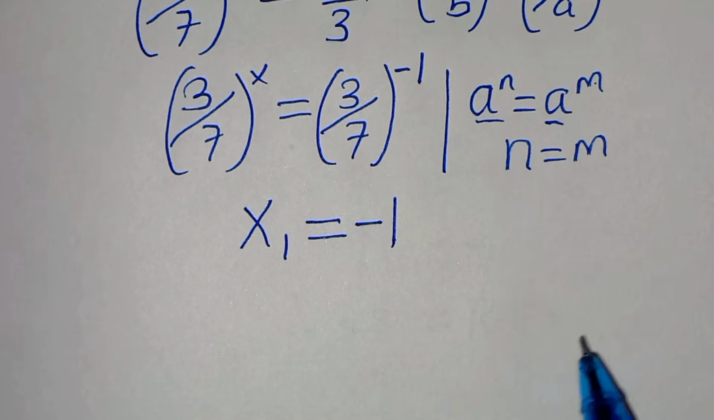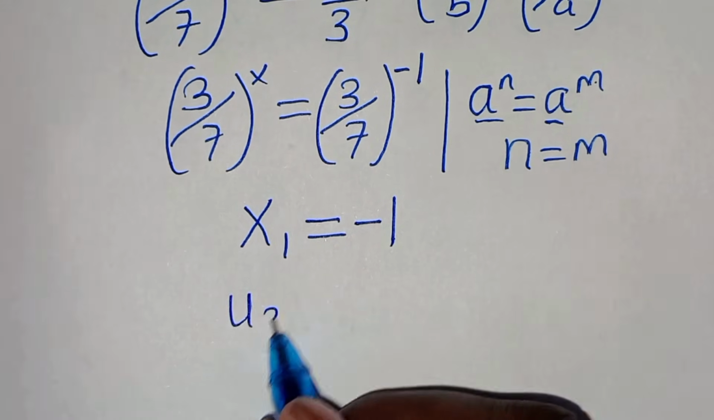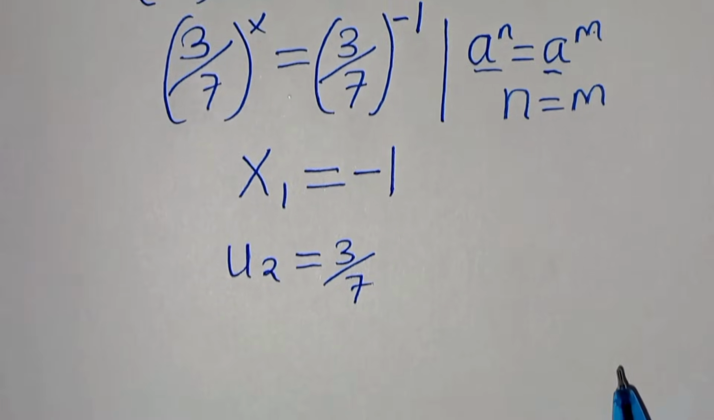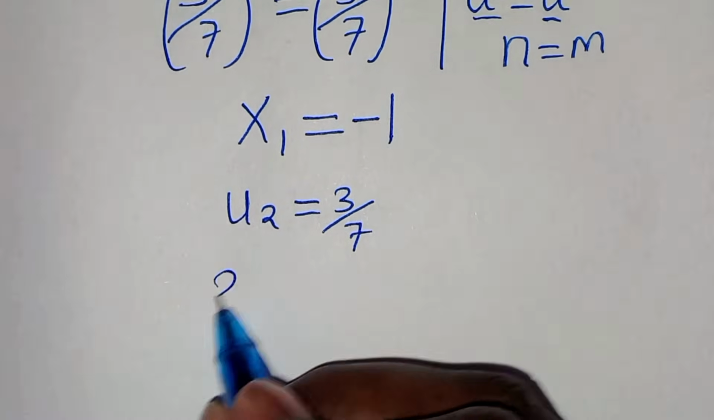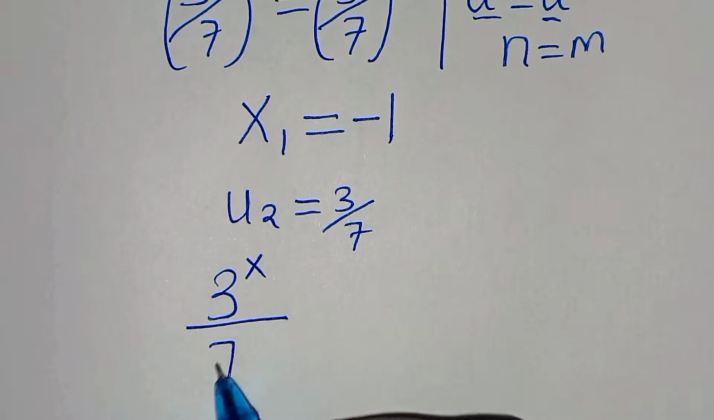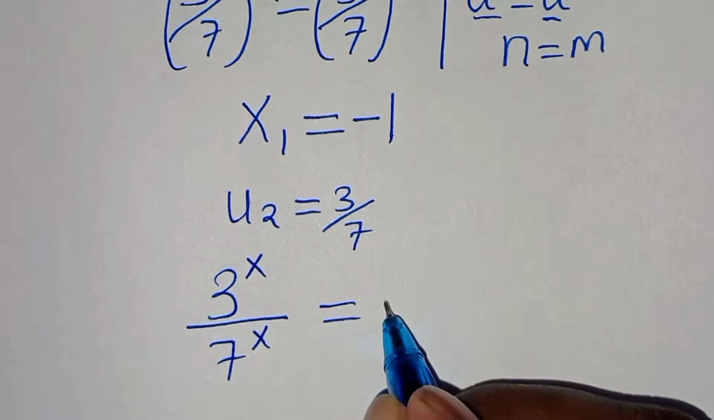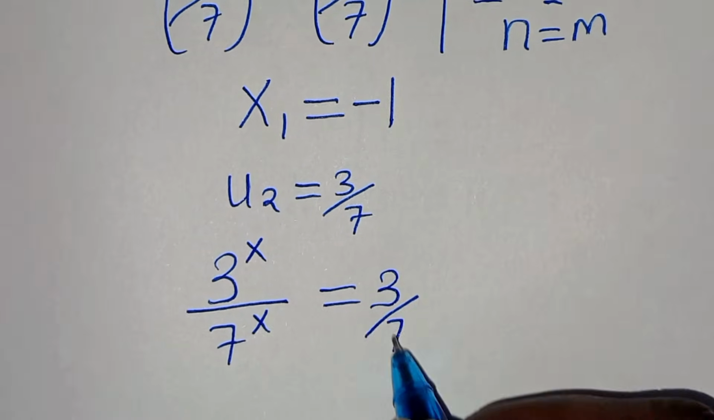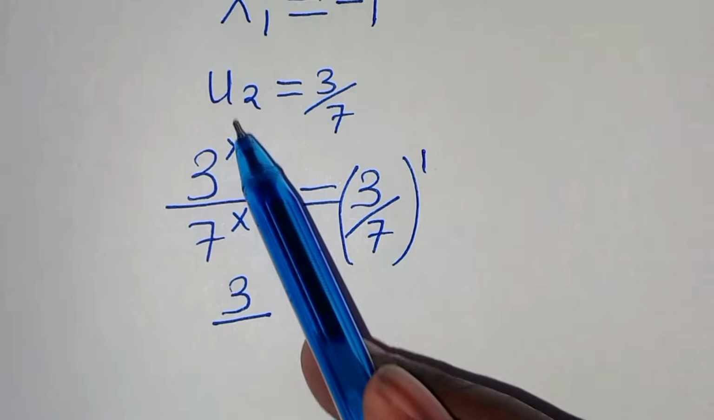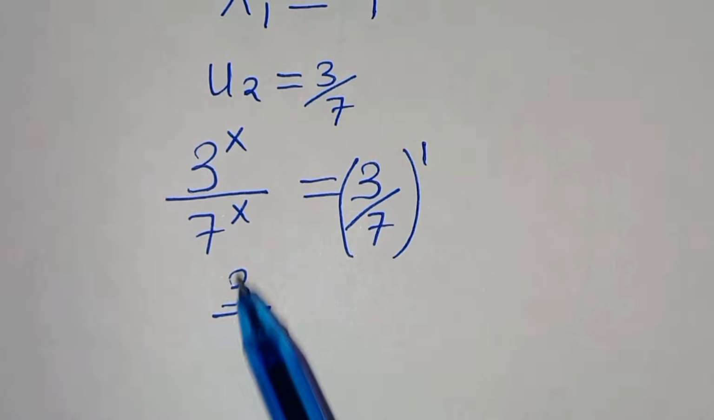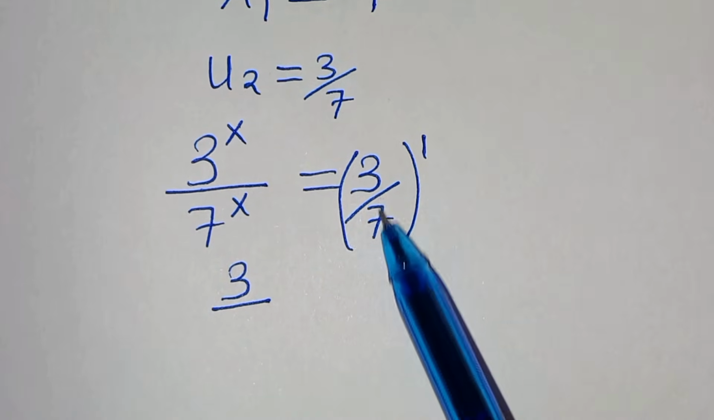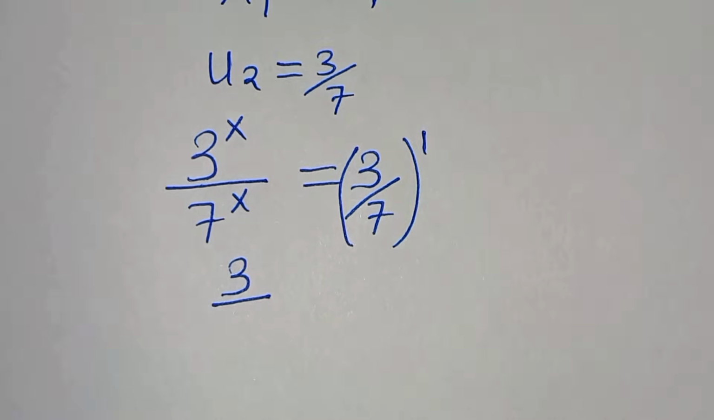Now, given u2, remember we have u2, which is equal to 3 over 7. So applying the same ideology, we have 3 to the power of x divided by 7 to the power of x. This is equal to 3 over 7. Since u2 is 3 over 7, this means that 3 to the power of x over 7 to the power of x is equal to 3 over 7 raised to the power of 1.